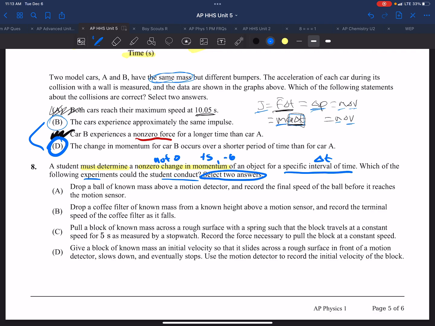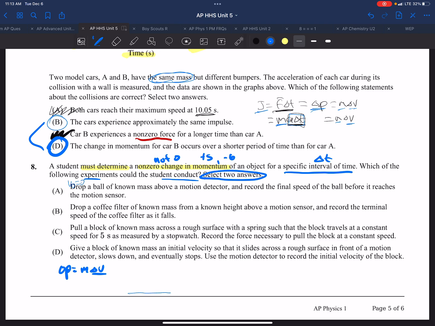Select 2 answers. So if we want a change in momentum, the change in momentum must be m delta v. We must have a change in velocity. So, we drop a ball of known mass above a motion detector. If we drop it, that means the initial velocity will be 0.